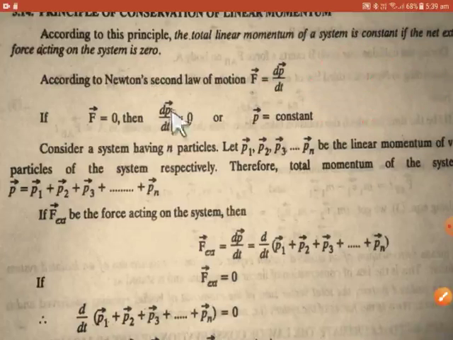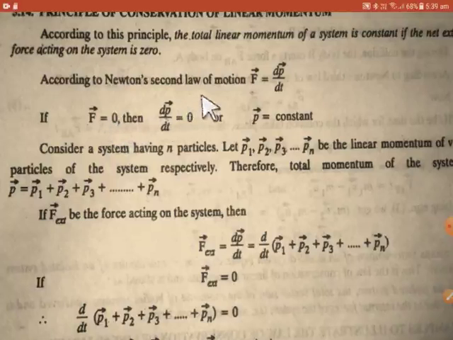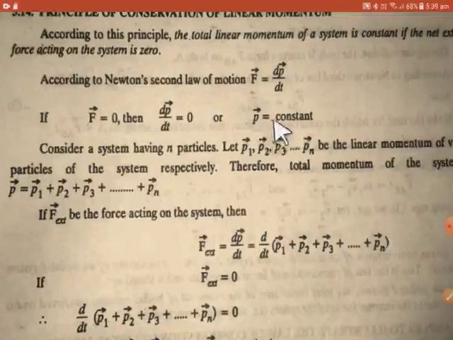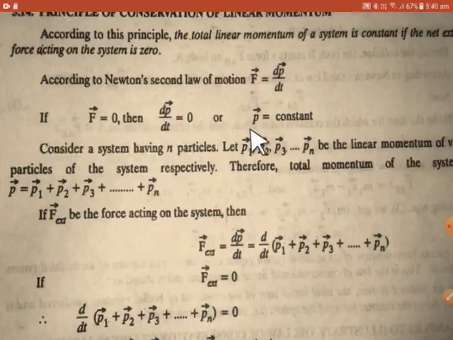If the rate of change of momentum is equal to 0, why 0? Because your external force is 0, no external force acts on the body. So your rate of change of momentum will be equal to 0. That means your momentum must be constant. Like this you can prove it using calculus. If you are asked to prove the conservation of linear momentum for 2 marks, then you can simply write the statement and the proof like this.